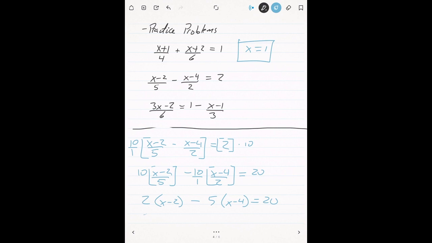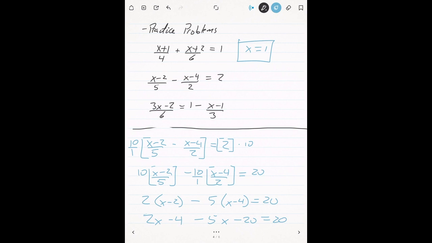There we go. It's as easy as that. This simplified it down totally, very simple. I mean, this took, what, 30 seconds to do? And now it's a much easier problem to solve. So let's go ahead and distribute the 2 through. 2x minus 4. And then, let's see, a 5x, and we got a negative 20 equaling 20.